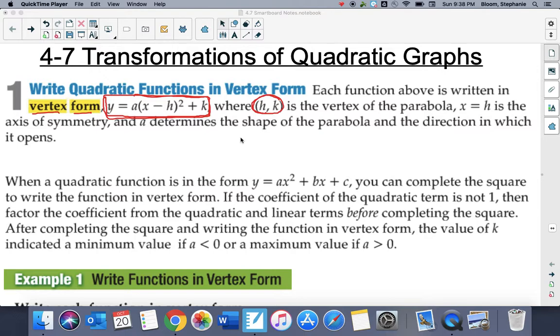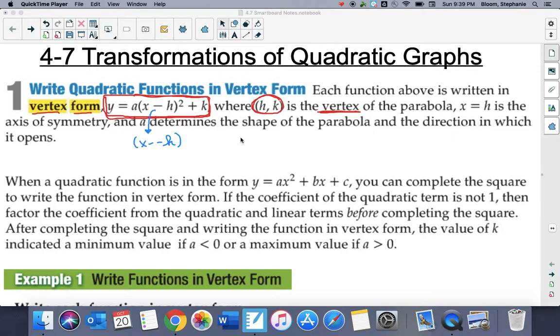(h, k) is the vertex. And I just want to point this out to you. Notice that that is a minus sign. So the form always has a minus sign. It would only become a plus sign if it was like this. If the h was a negative, then this would obviously become a plus sign in here.